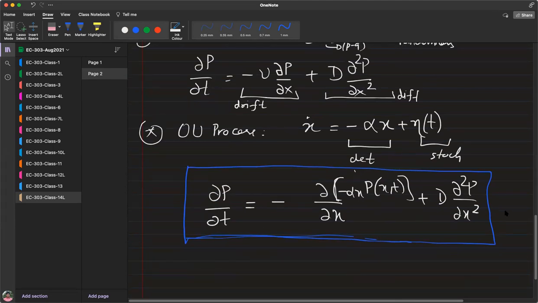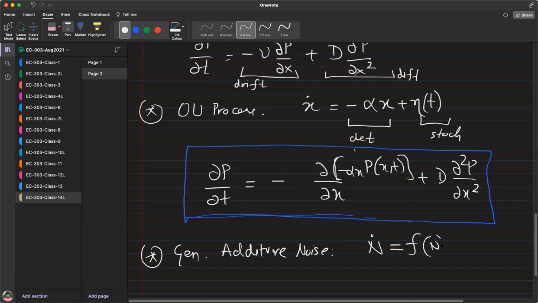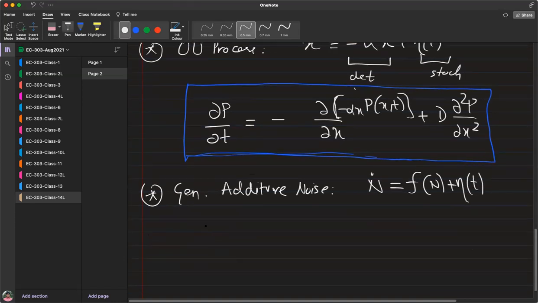Okay. Let me go a bit further now and generalize it. Let's take a general additive noise. If the equation looks like n dot is equal to f of n plus Gaussian white noise, then the probability density changes with time according to this equation.